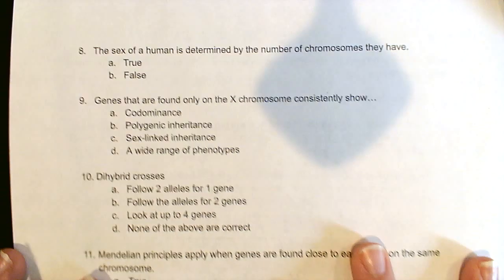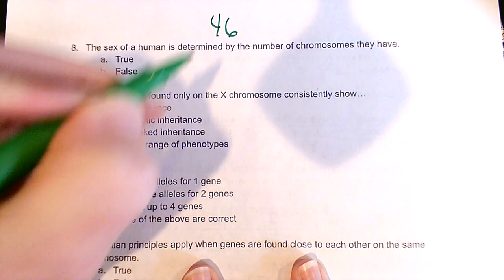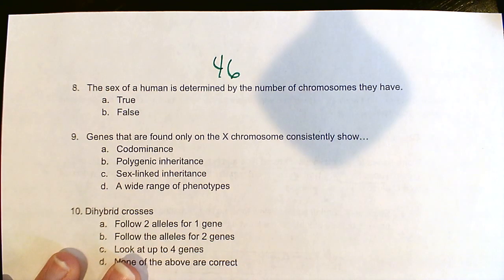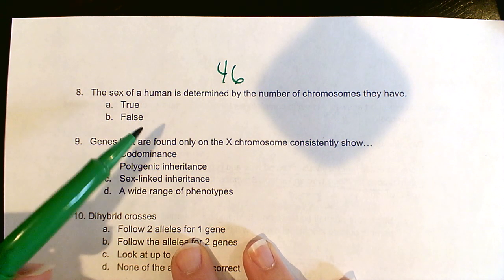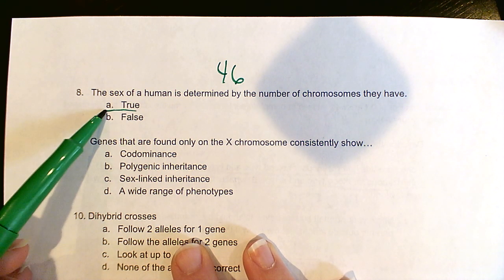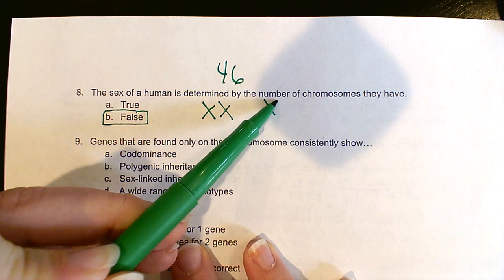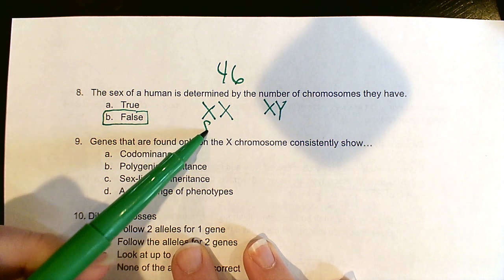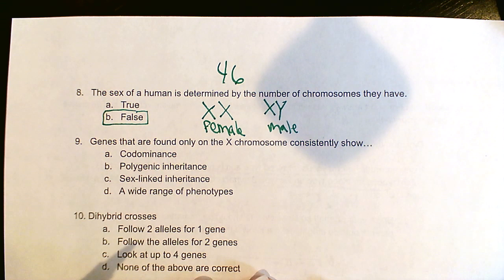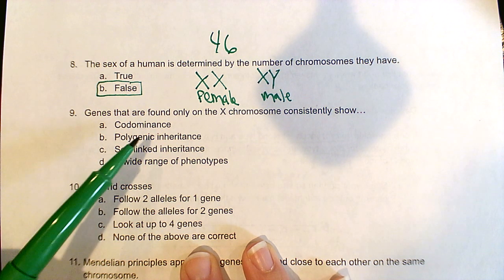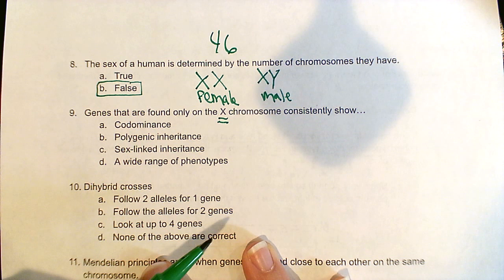All right. 8, the sex of a human is determined by the number of chromosomes they have. We all have 46. Well, remember, there's a few chromosome disorders where you have slightly more or less, but generally we have 46. And so it's not the number of chromosomes. Remember, it's the type of sex chromosomes that you have. If you have 2 X's, that's going to be female, and if you have XY, that's generally going to be male.